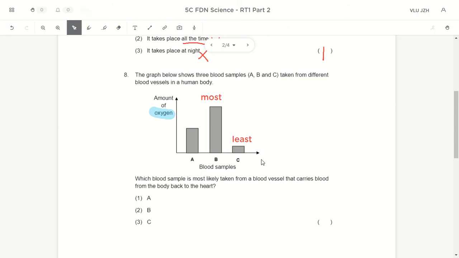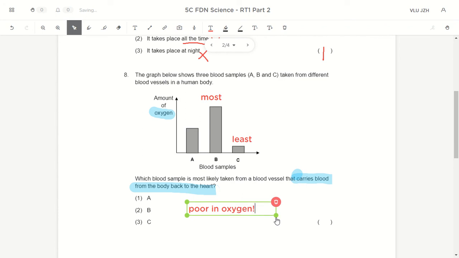Which blood sample is most likely taken from a blood vessel that carries blood from the body back to the heart? Carries blood from the body back to the heart means it's going back to the heart from the body, so should we have a lot of oxygen or very little oxygen? So blood that comes back from the body going back to the heart must be poor in oxygen.